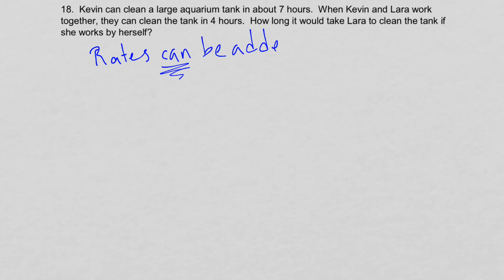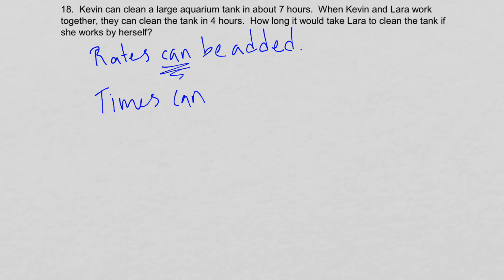Alright, for this problem, the important fact to know is that rates of work, of how fast people work, can be added to make a new rate. Times of work, of how long it takes somebody to work, cannot. Here's what I mean by that.